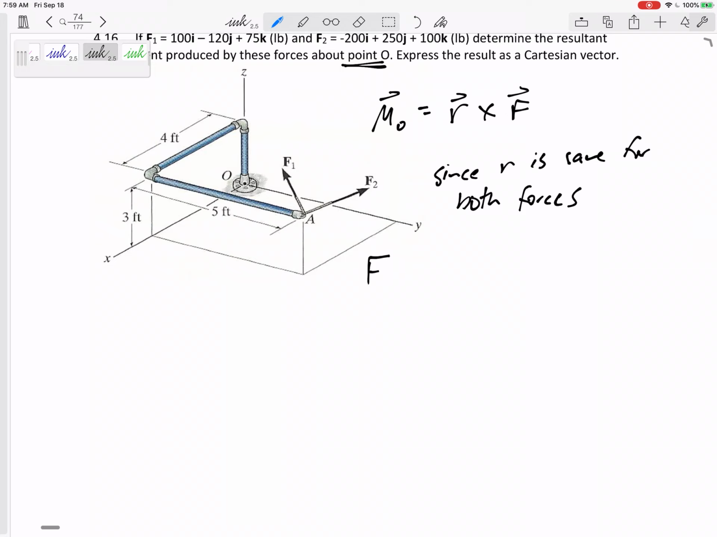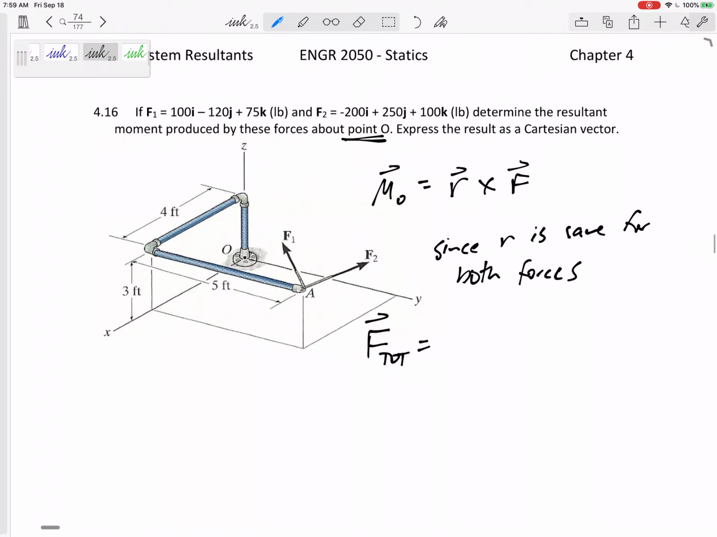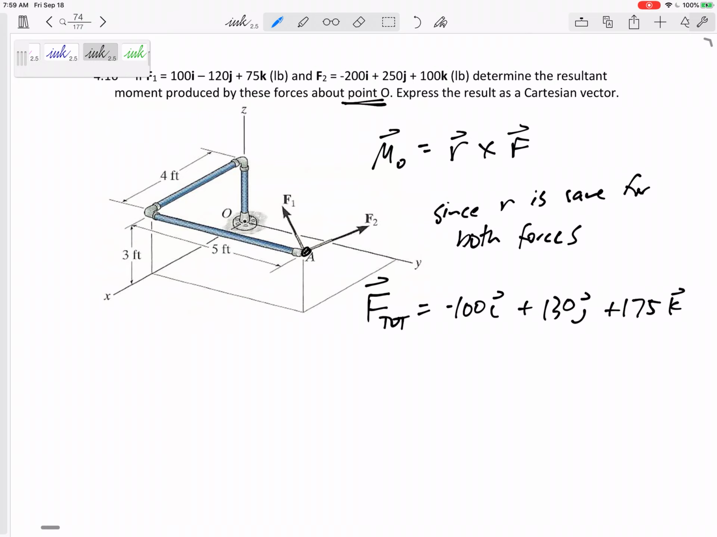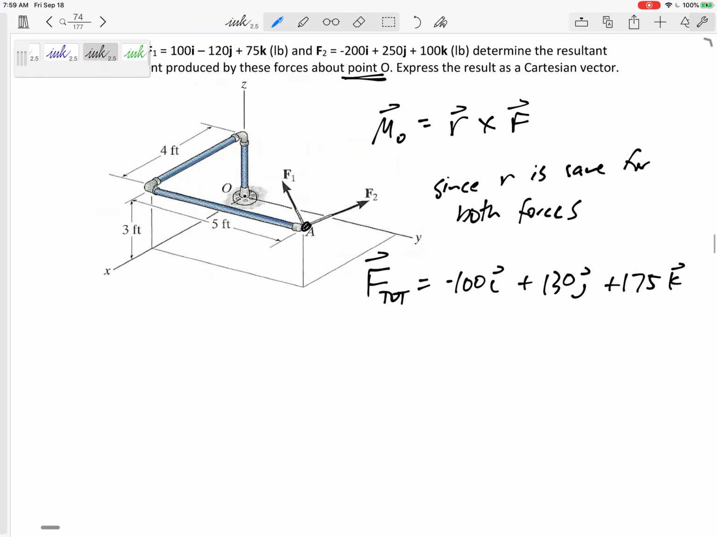So the F total, because they are these two forces acting at the same point, just go ahead and add them together. So that one plus that one, add the i's, add the j's, add the k's. Let's see what we have. Negative 100 in the I, plus 130 in the j, plus 175 in the k. That's the total force acting at A. So now I can do R cross F.